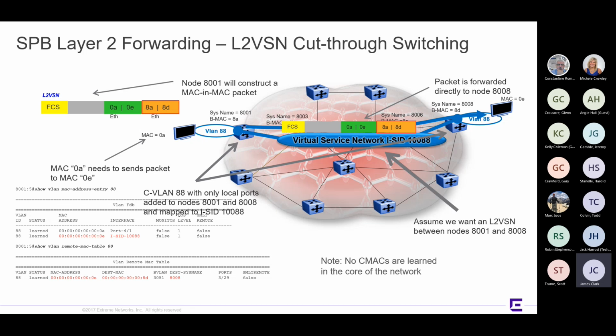So we reduced the MAC explosion issue within SPB, because the core nodes don't need to know about every MAC address. The MACs are only known at the edges, and once again, those VLANs are only configured at the edges. So the VLAN is only locally significant to where it's configured, and that I-SID is the key there.